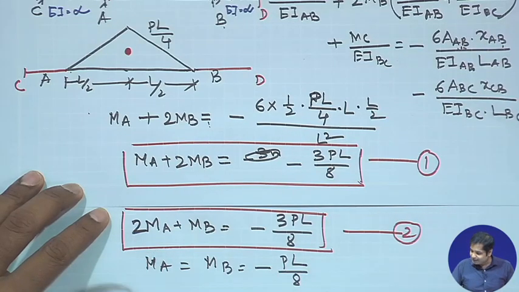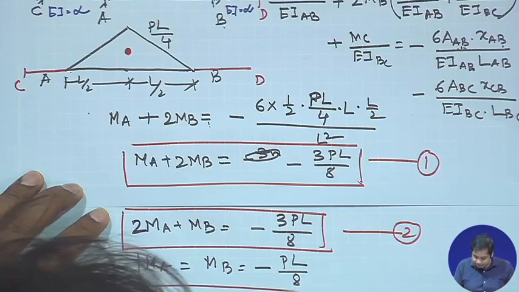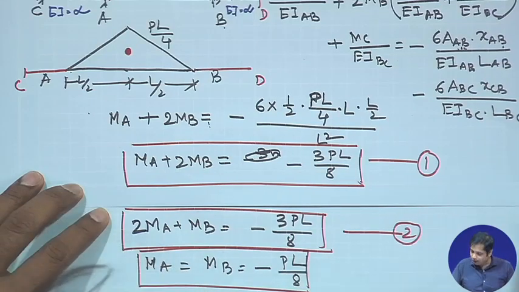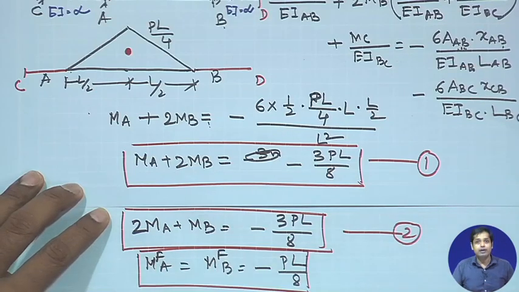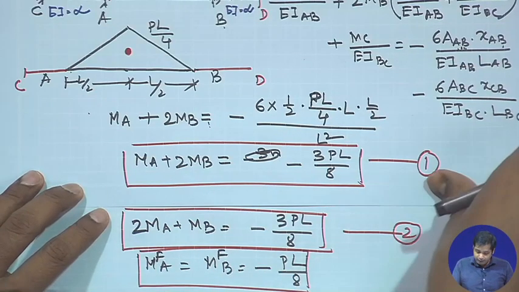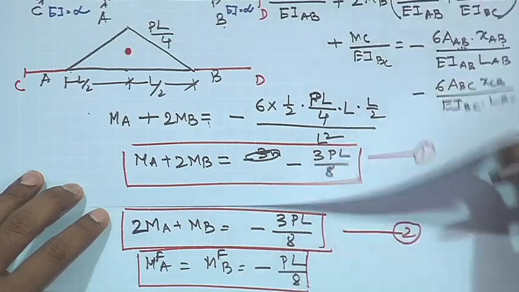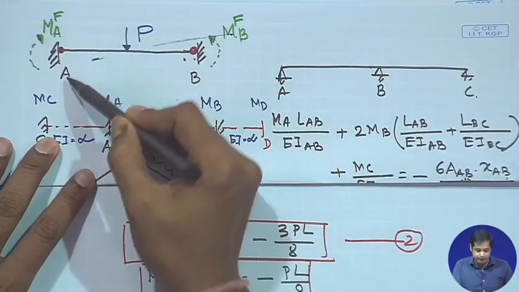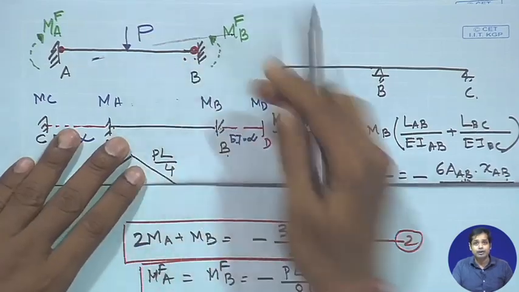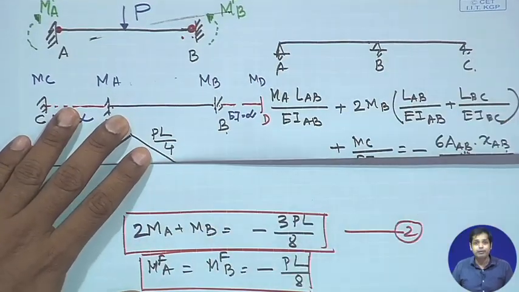So this is the fixed end moment. This you can write as M_AF. So this is the fixed end moment. If any structure, a fixed beam, is subjected to a concentrated load like this, the corresponding fixed end moment will be this.